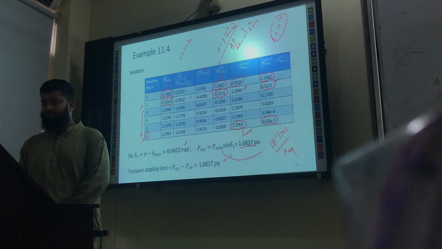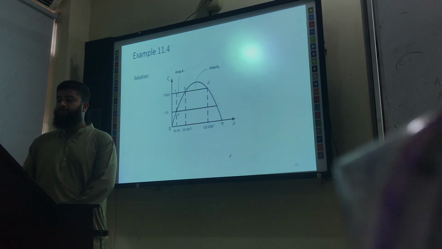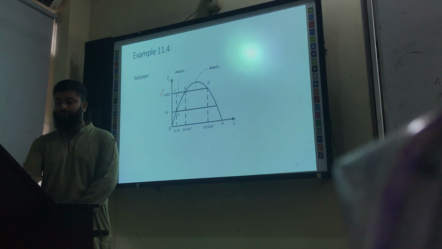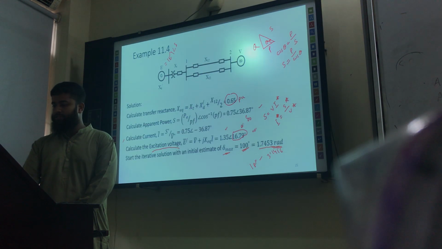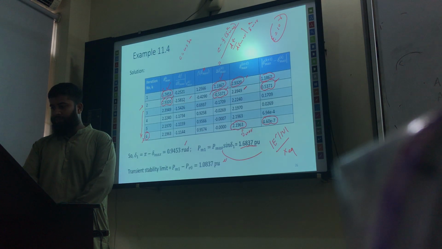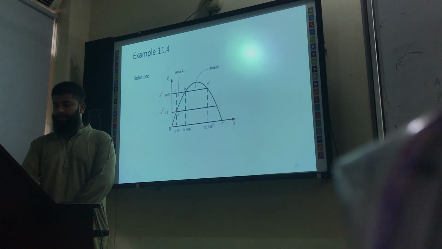Now, if you plot the power angle curve with these values, then you will get this thing. So this is your PM1, and this is your PM0 or PE0, right? And this point is point A, initial operating point. At that point, what was the delta naught? It was 16.78. And what is the delta max? If you just again convert it into degree, this and this, then you will get the delta max is 125.83 degree. This delta 1 is the 54.16 degree. Okay, this is the case.